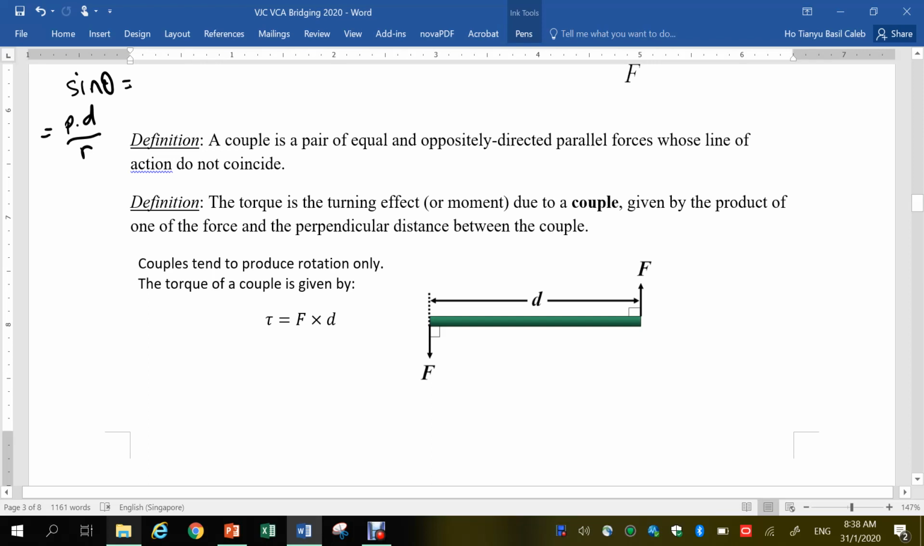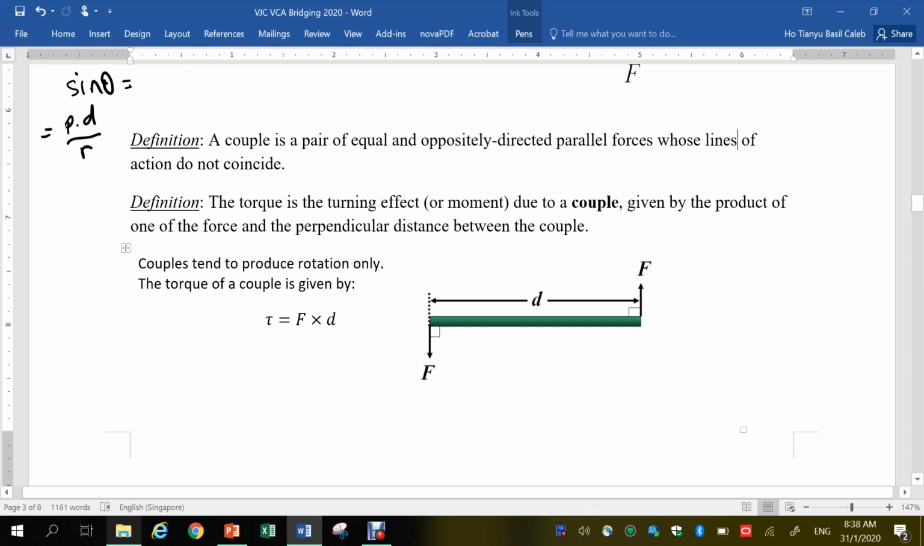So a couple has a definition. It's a pair of equal and oppositely directed parallel forces whose lines of action do not coincide. Lines of action do not coincide. Okay. If you look at this diagram here, this force F and this force F, they form a couple.